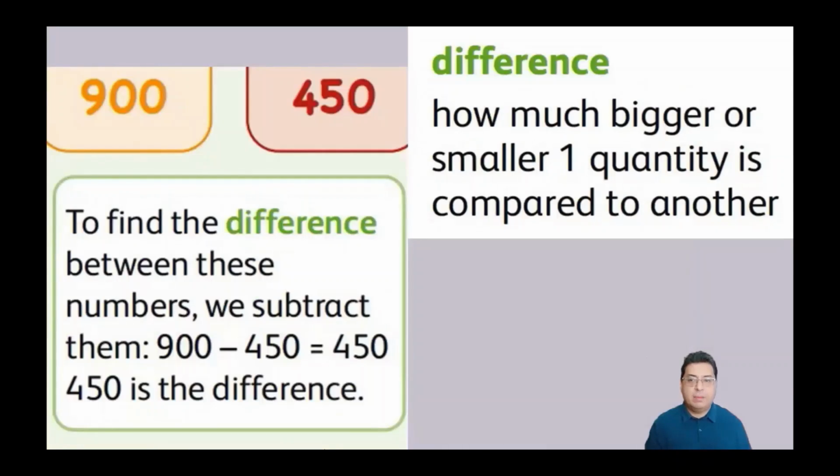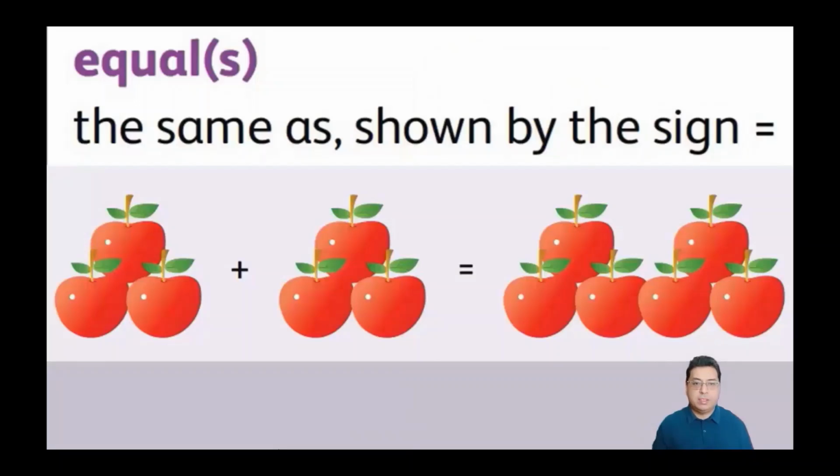Difference, how much bigger or smaller one quantity is compared to another. And in this explanation here, to find the difference between these numbers, we subtract them. 900 minus 450 equals 450. So 450 is the difference. Equals, the same as, shown by the equals sign here. And in this example, I just got 3 plus 3 equals 6.